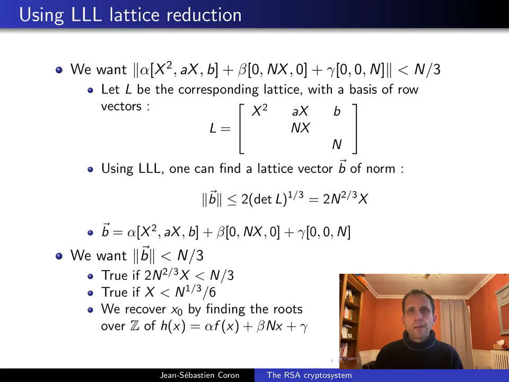We will obtain the right inequality if big X is less than n to 1/3 over 6. So in that case, we know that x0 will be a root of the polynomial h, but over the integers, and so we will be able to recover x0 efficiently.